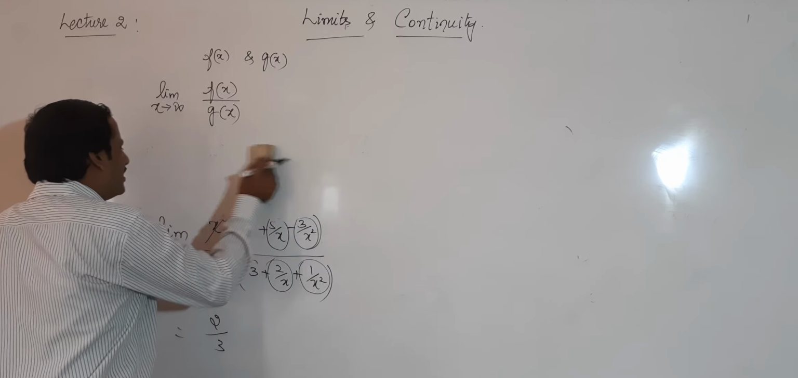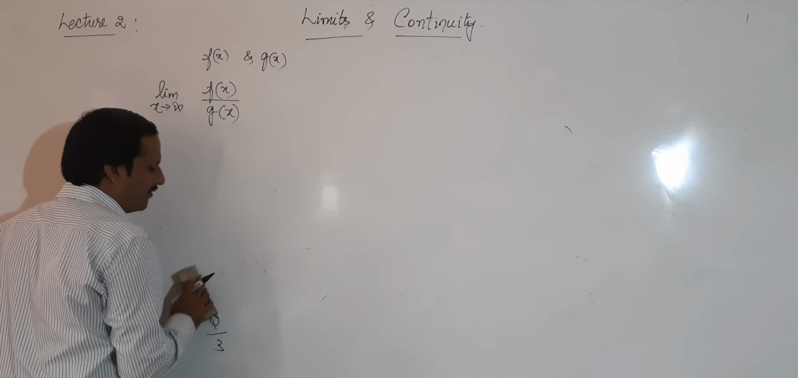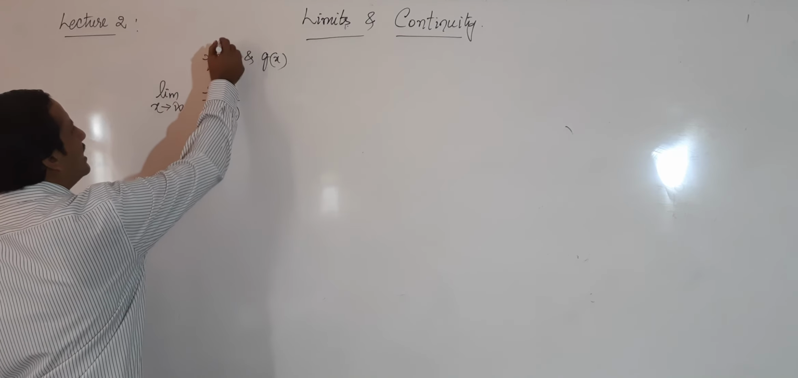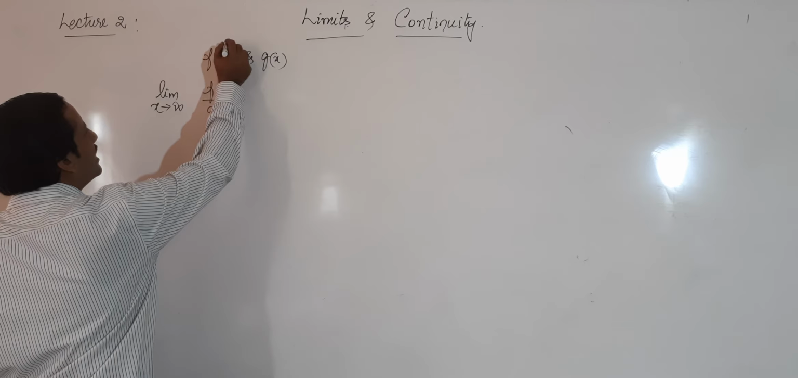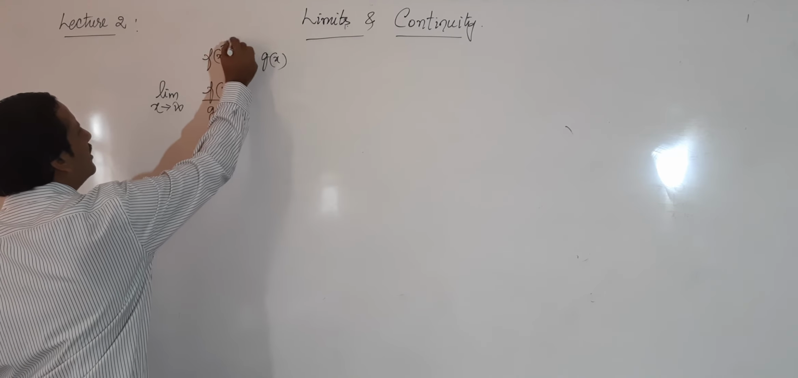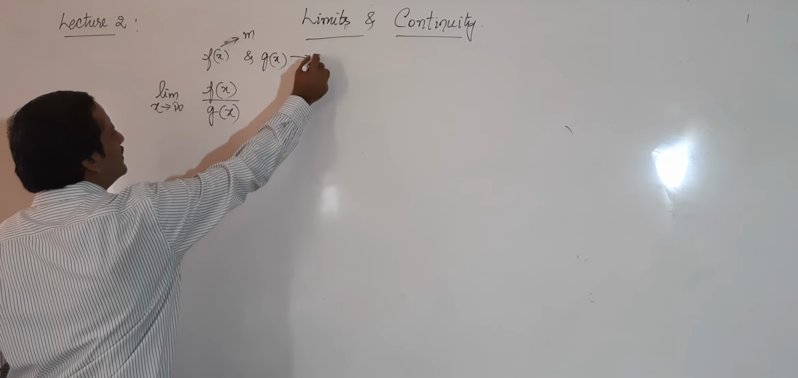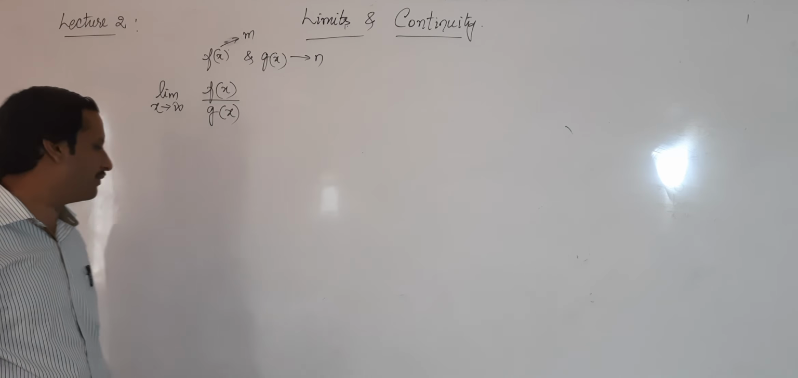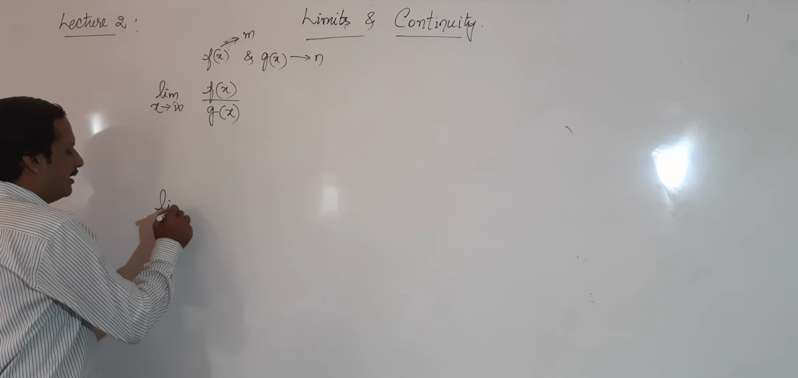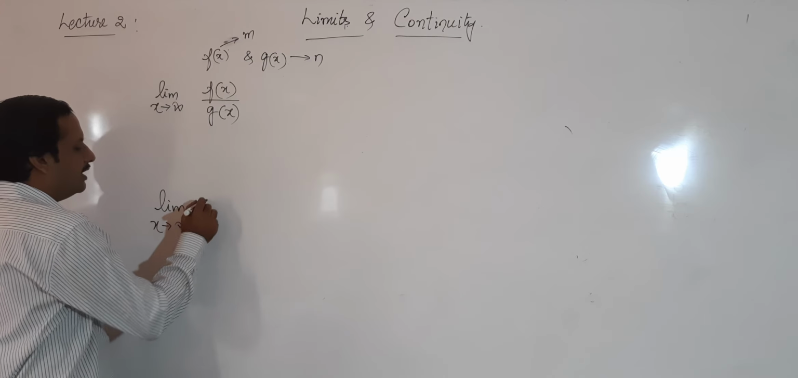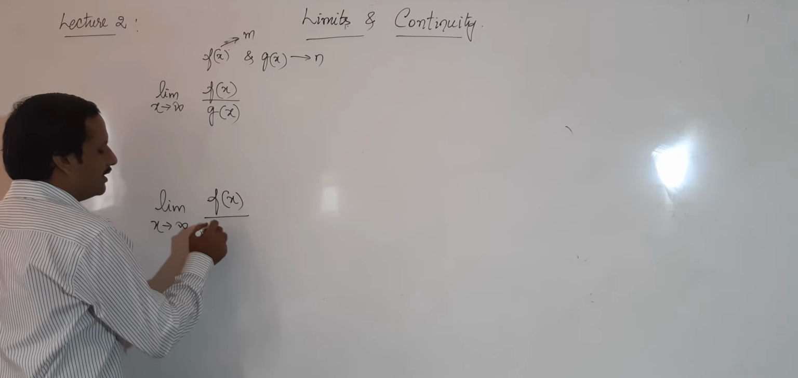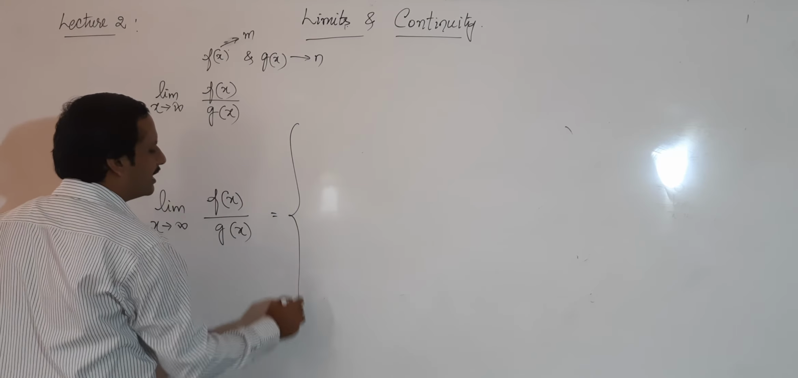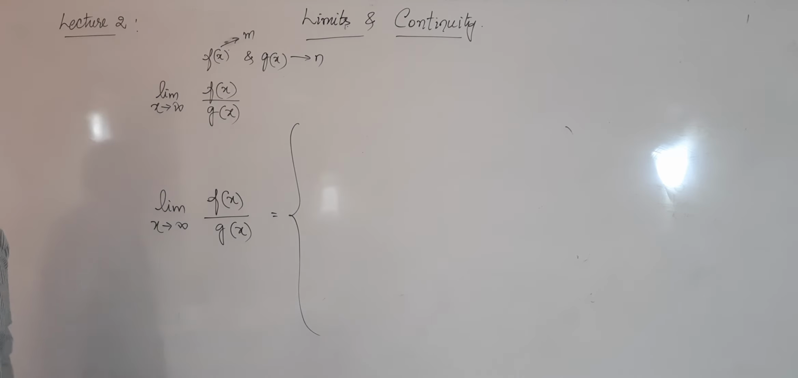Now, by what we have learned so far, let me write a formula for this. When the limit extends to infinity of f of x by g of x, let m be the degree of f of x and n be the degree of g of x. Then the limit as x tends to infinity of f of x by g of x, where f and g are two polynomials of degree m and n respectively. Now I will explore all possible cases.